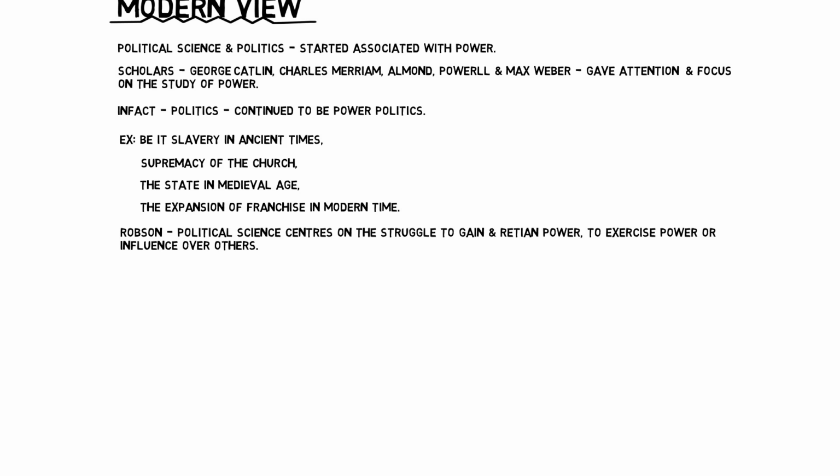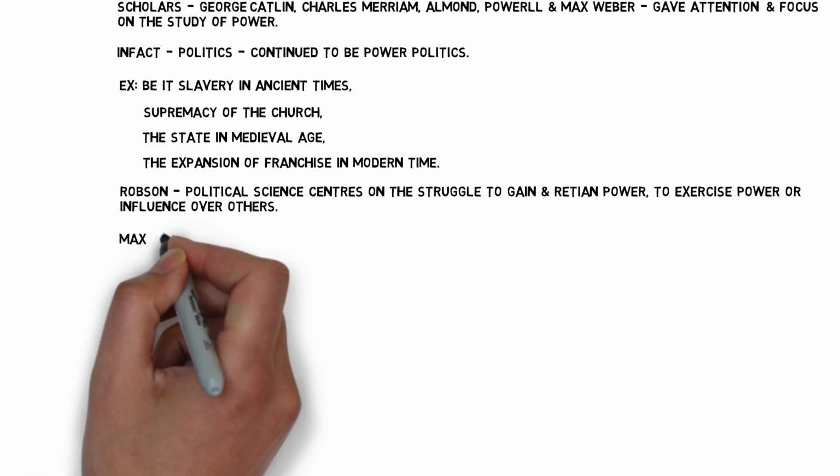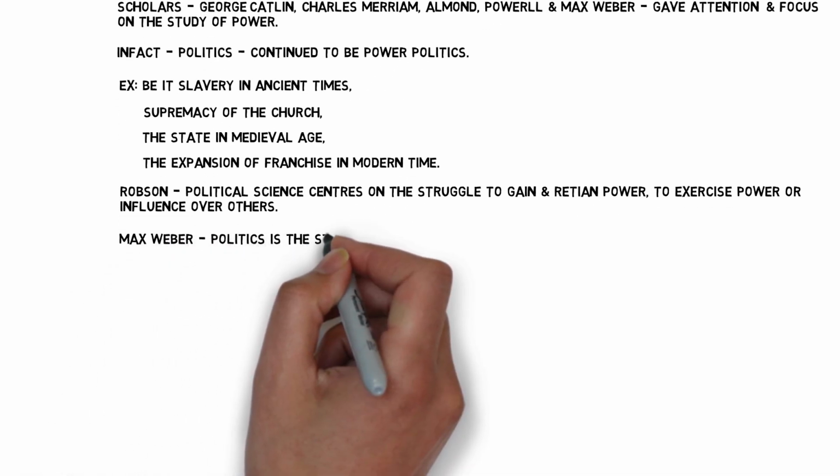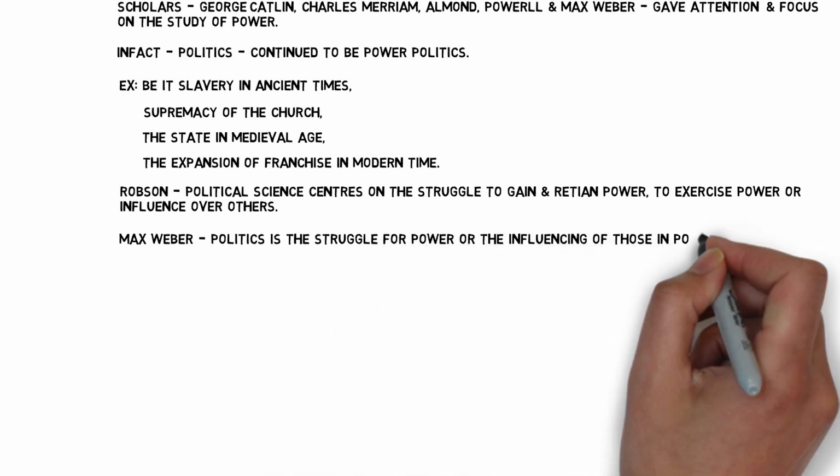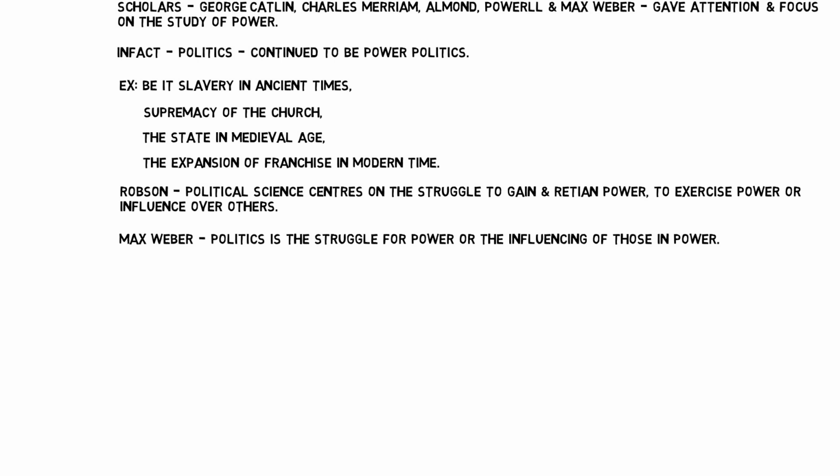So basically Robson says that when we talk about political science, it centers around the struggle to gain power, to retain that power, and to exercise that power or influence over others. Then we have Max Weber. Max Weber says that politics is the struggle for power or the influencing of those in power. Again, Max Weber stresses that political science is all about the struggle for power, and once you have that power, how one can influence others with the use of that power.